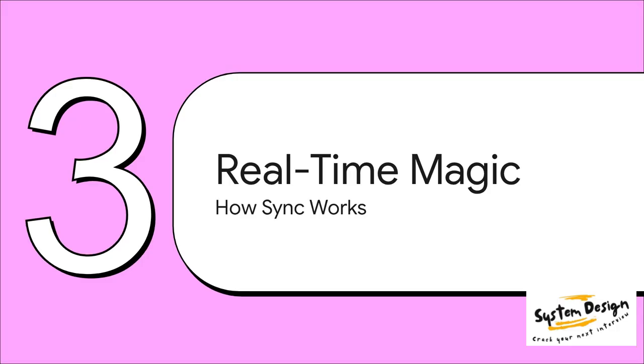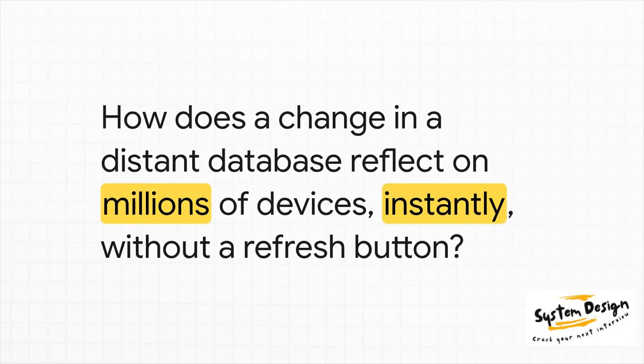Okay, now for the part that really makes Firebase feel like pure magic, that real-time data sync. You know when you see a chat message instantly appear on your friend's phone? How does that actually happen? No, seriously, think about it for a second. How does a single change in a database, sitting in some data center thousands of miles away, show up on potentially millions of phones all at once, without anyone hitting a refresh button?